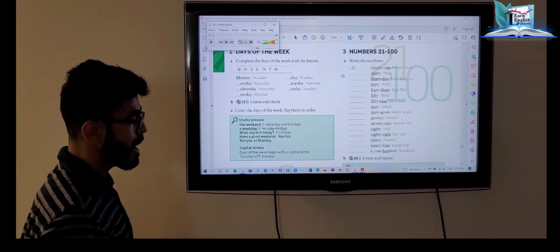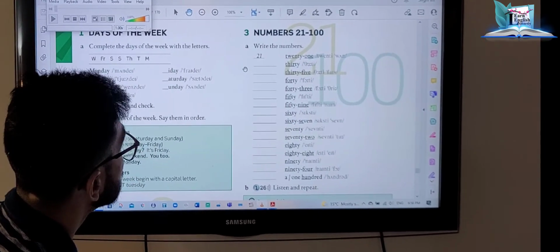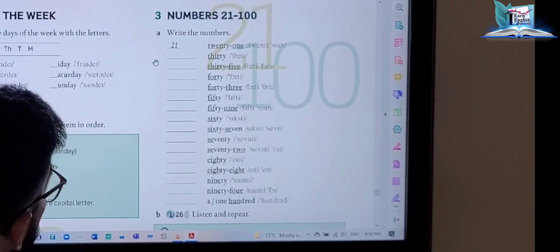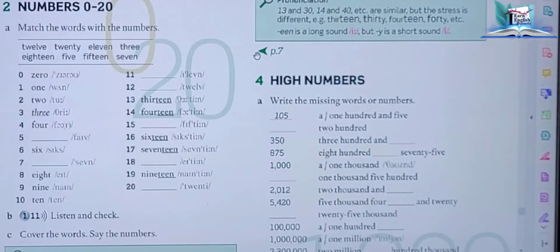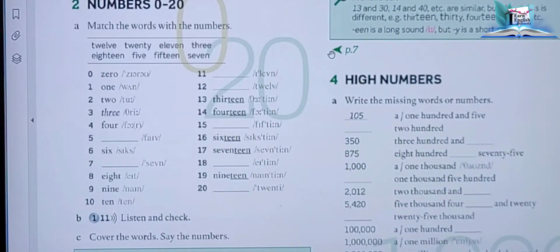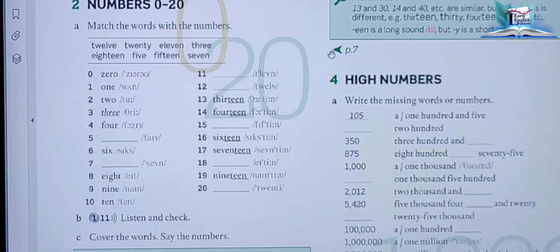Okay, now we're going to go to the next part. Perfect. So let's come to the number 0 to 1. Okay? Match the words with the numbers. So I'm going to give just 1 minute, probably 1 minute or less than that. So you can pause the video. Okay? Do this by yourself, and then you will come back. Okay? That's nice.